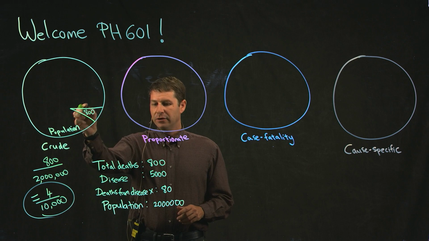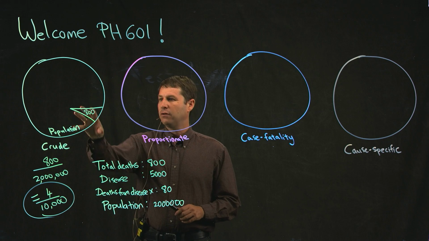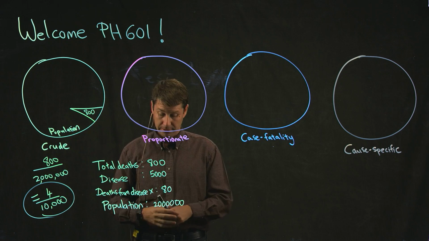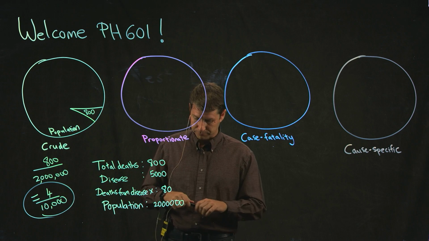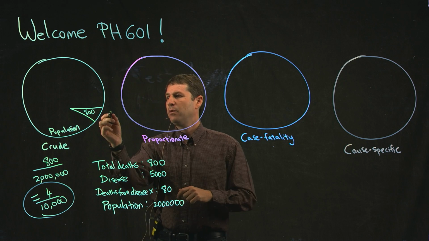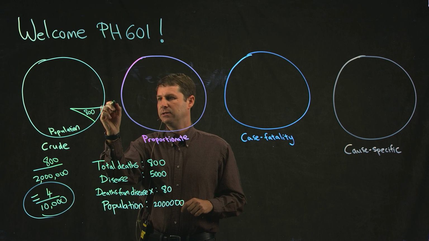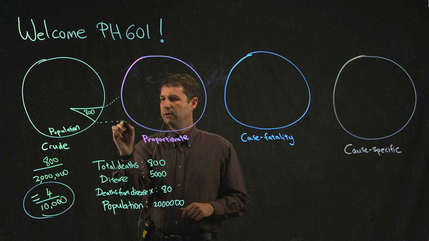So we have these 800 people who die, and they account for all the deaths in this particular population in this time period that we're looking at. But you can imagine that we might want to segment out these 800. And so we're going to draw a little dotted line here.